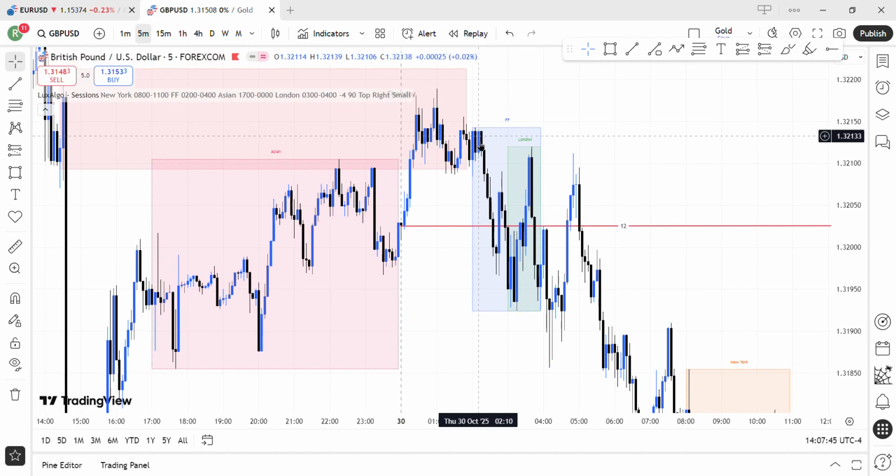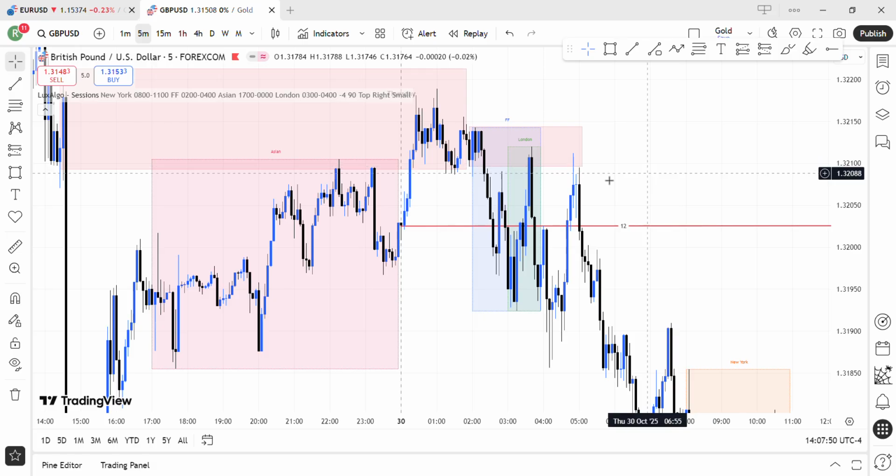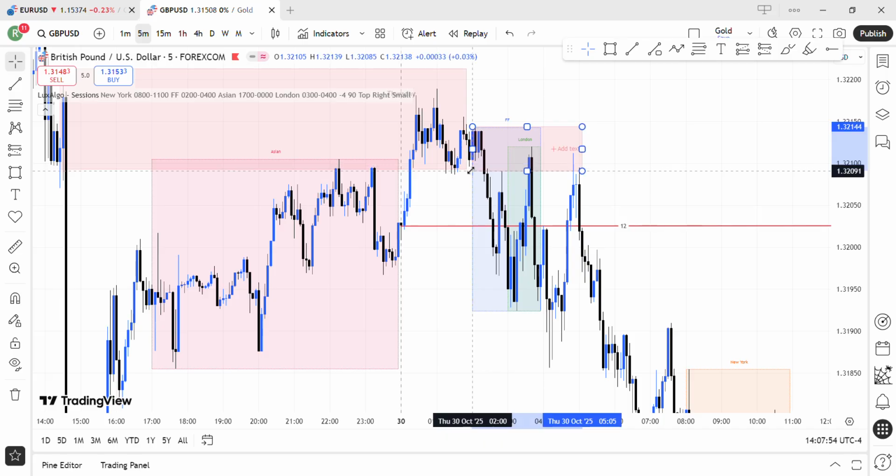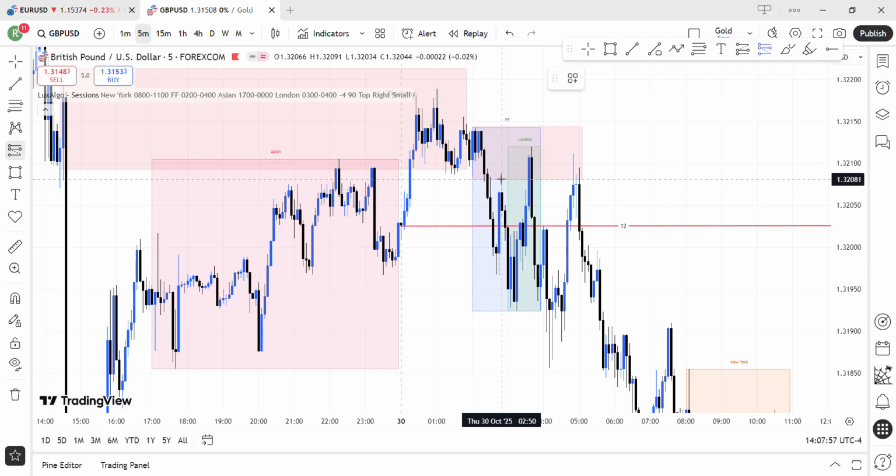See, we came into this supply zone. We gave a change of character to the downside. So this is the supply zone which caused the change of character to the downside, right? So we have to wait for the retracement. See this. You could have tagged yourself in here.